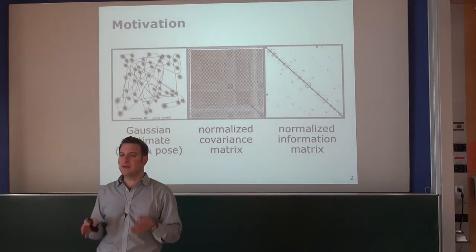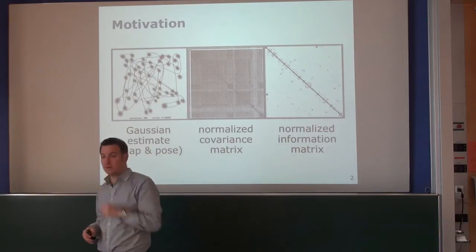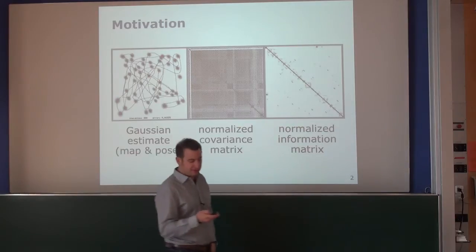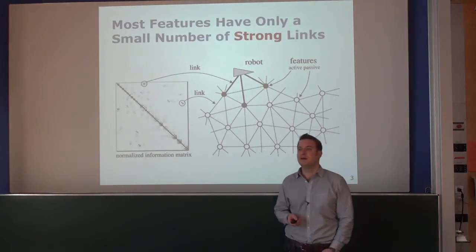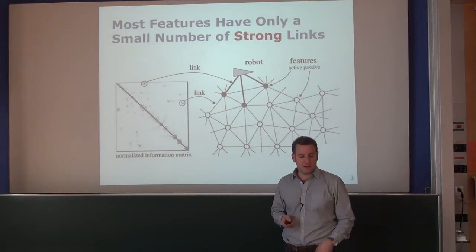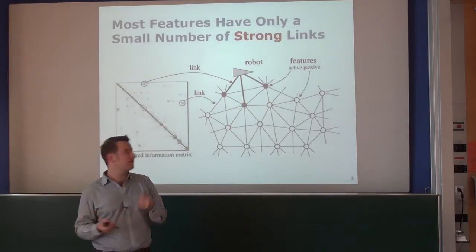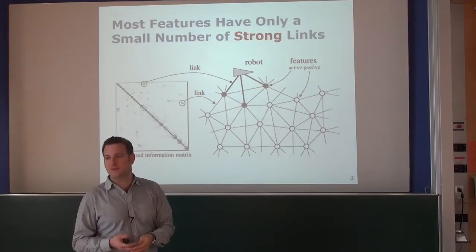That was kind of the key idea that we want to do. Of course, we don't simply set all those values which are very small to 0. We do it in a different way, but this is kind of the motivation behind that. And the key idea that the sparse extended information filter for SLAM exploits is to separate features into two categories, or actually 3 in the end. We have active features and passive features.